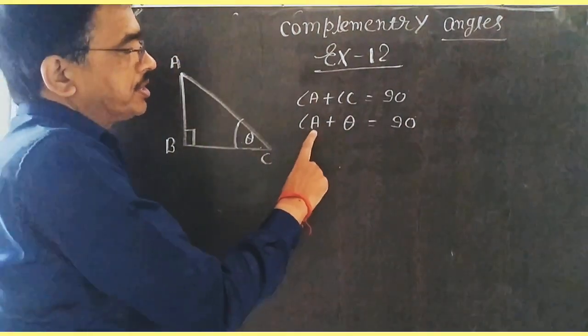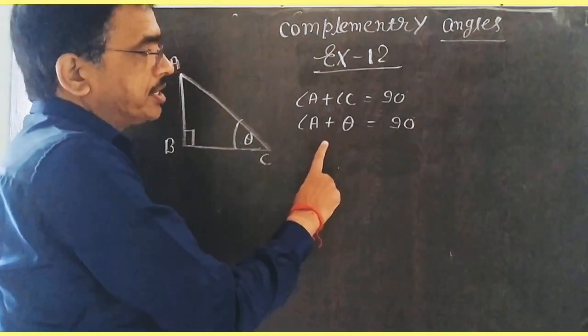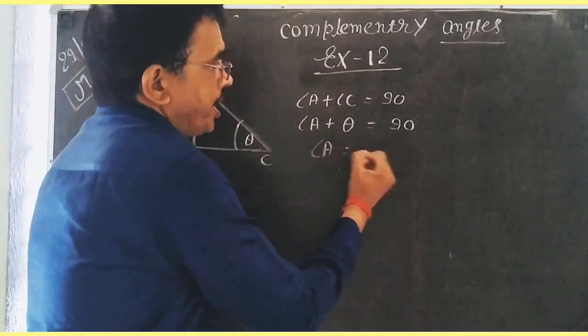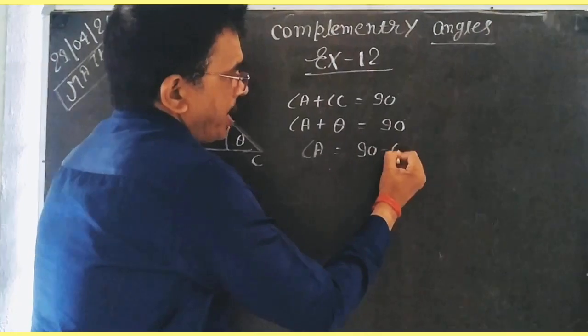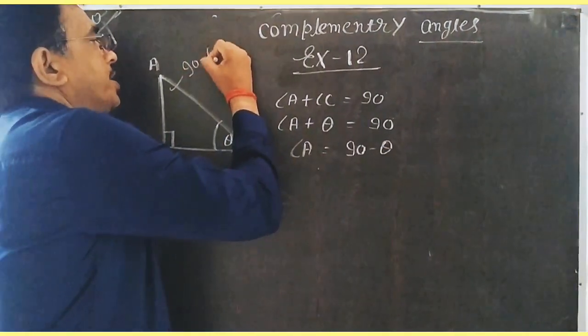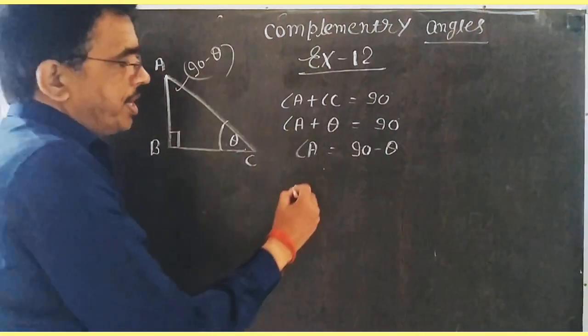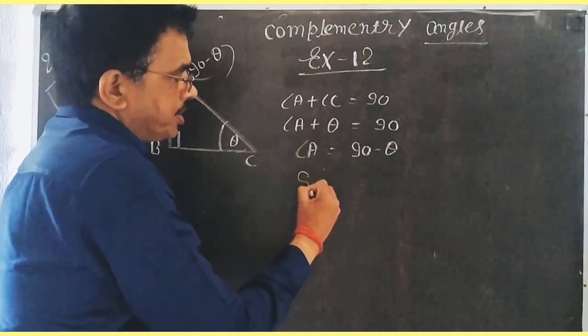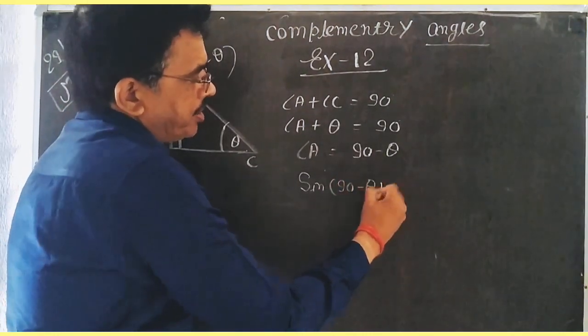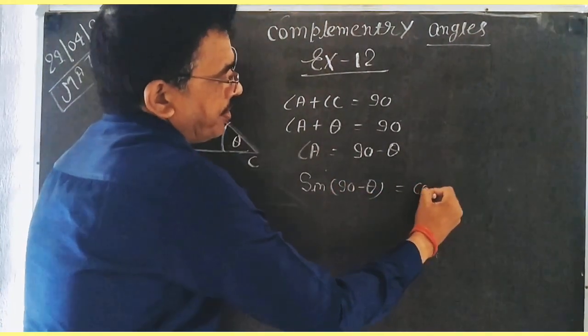And we know that if the sum of two angles is 90, then these angles are called complementary angles. So what is A? Then A is equal to 90 minus theta. So we can write here this angle is 90 minus theta. Here is a formula: sine 90 minus theta is equal to cos theta.